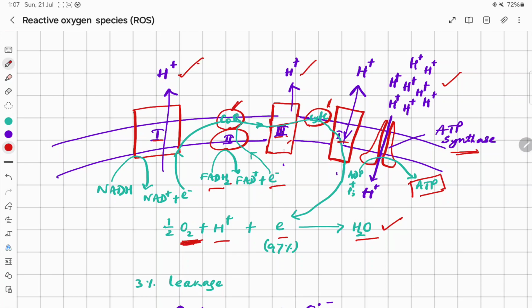Complex 1, 3 and 4 also act as proton pumps and pump the H plus generated from NADH and FADH2. Those H plus form a concentration gradient, and through ATP synthase there will be an influx of H plus, and oxygen with H plus and electron forms water.